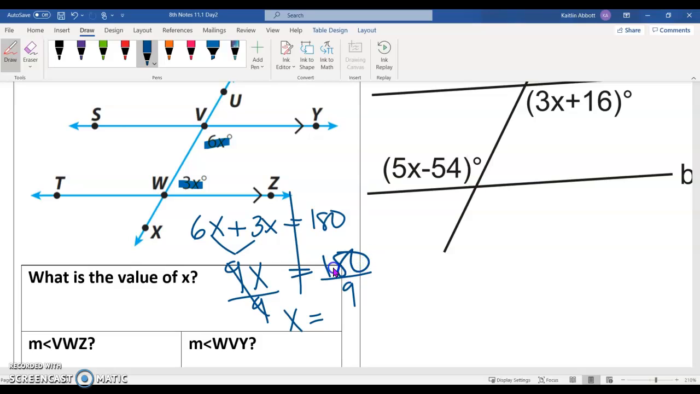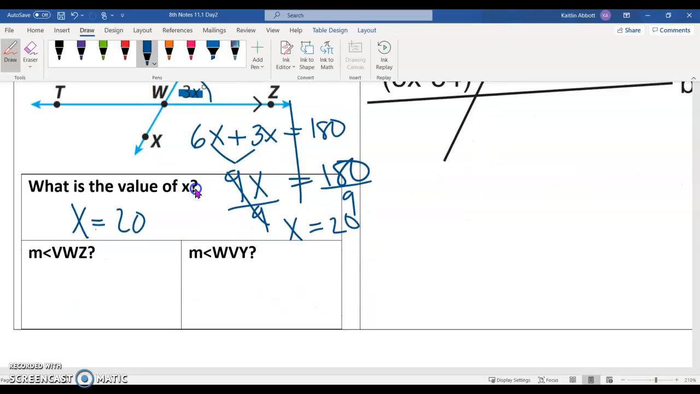If you get rid of the 0, what's 18 divided by 9? It's a 2. And add the 0 back, so 20. So our value of x is 20, so x equals 20. Now they want us to find the measure, so this is foreign language to you, it says measure of angle VWZ. So VWZ, they want to know what the measure of this one is.